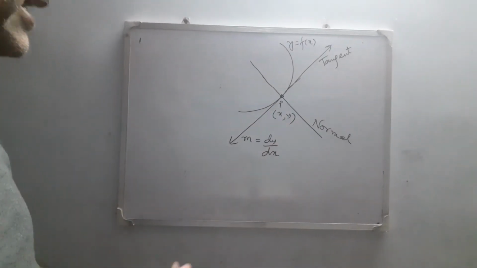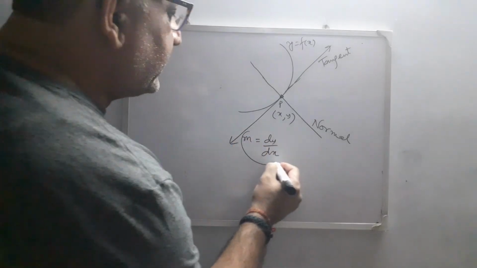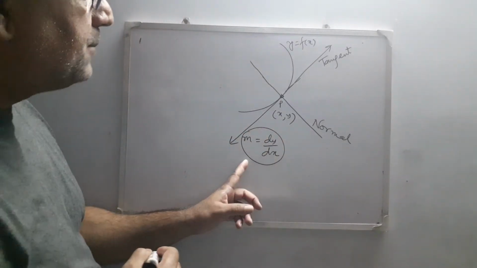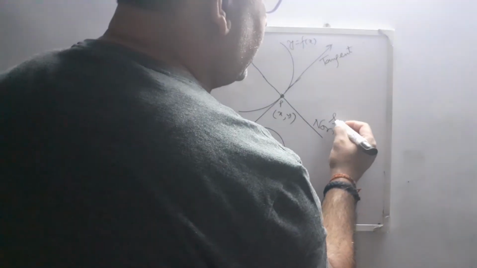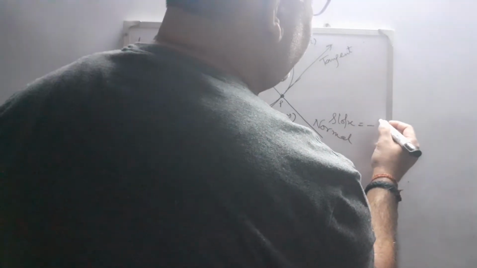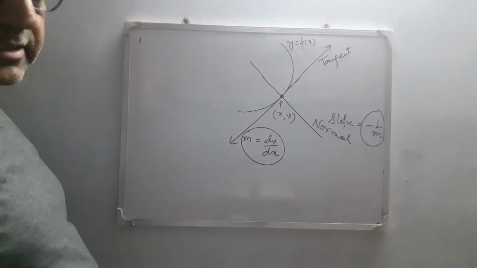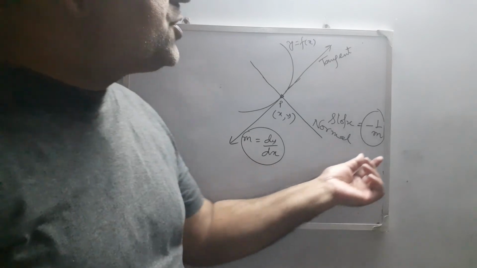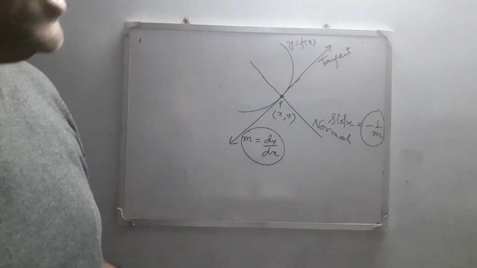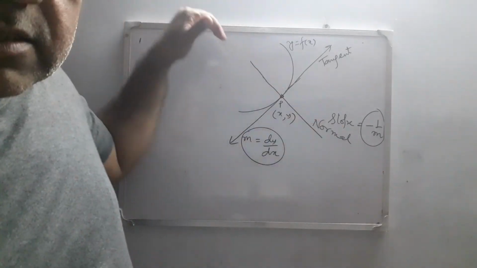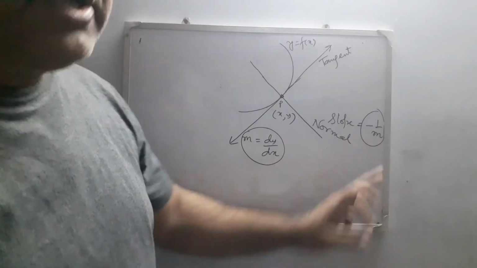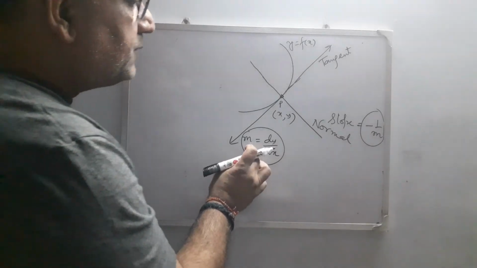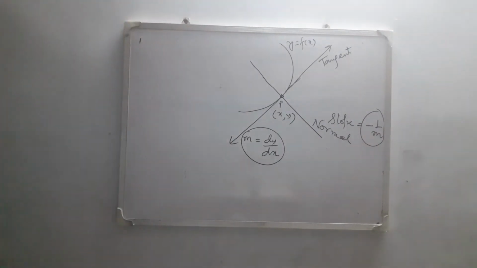Now, one more thing is here. If slope of tangent is dy by dx, that is m, then slope of normal, since it is perpendicular, is equal to minus 1 by m. Because for two perpendicular lines, if m1 into m2 is equal to minus 1, they are perpendicular. So for this normal, we have m into minus 1 by m, it becomes minus 1. So slope of normal is negative of reciprocal of the slope of tangent.